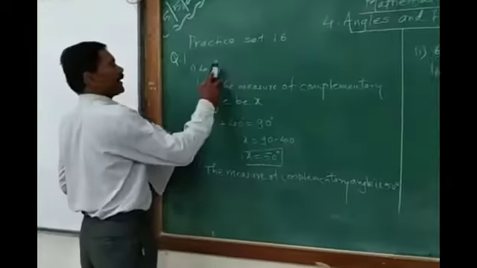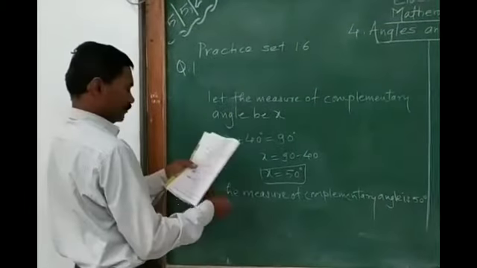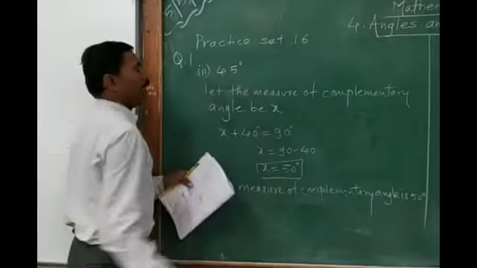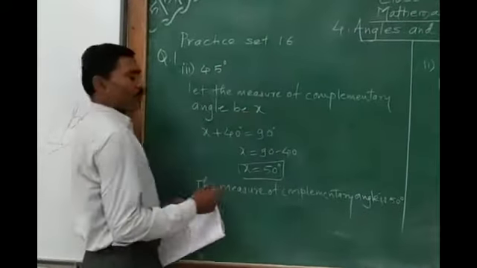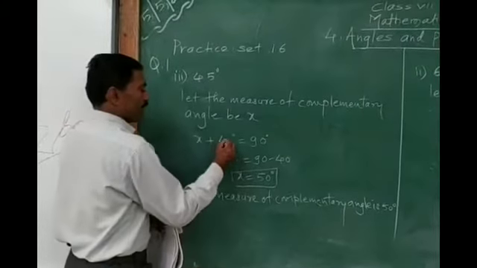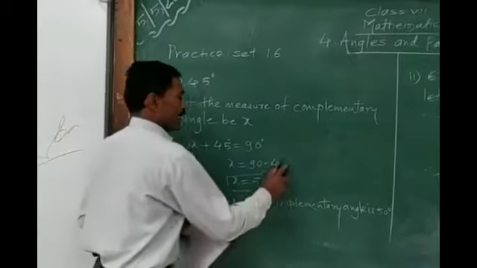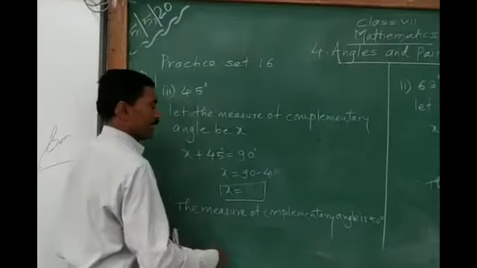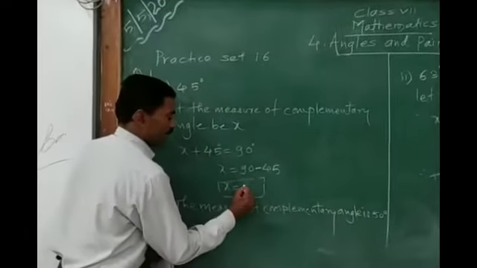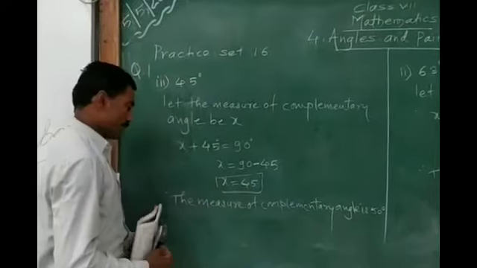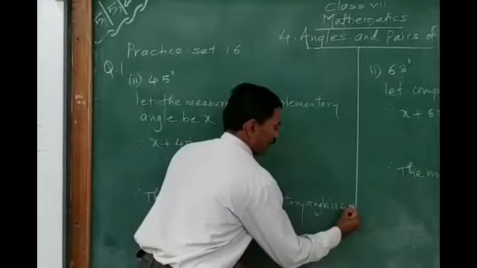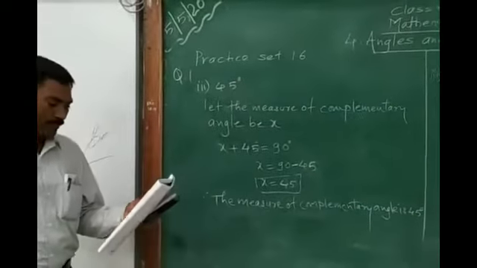And then the third is 45 degrees. As usual, let the measure of the complementary angle be x. Therefore, x plus 45 degrees is equal to 90 degrees, and x is equal to 90 minus 45, which is x equal to 45. Therefore, the measure of the complementary angle is 45 degrees. This was the third sub question.